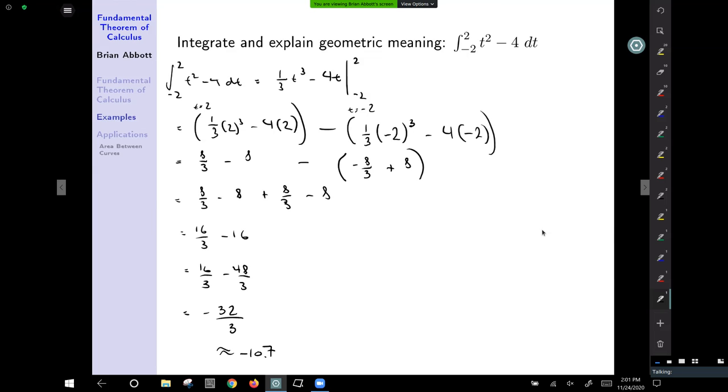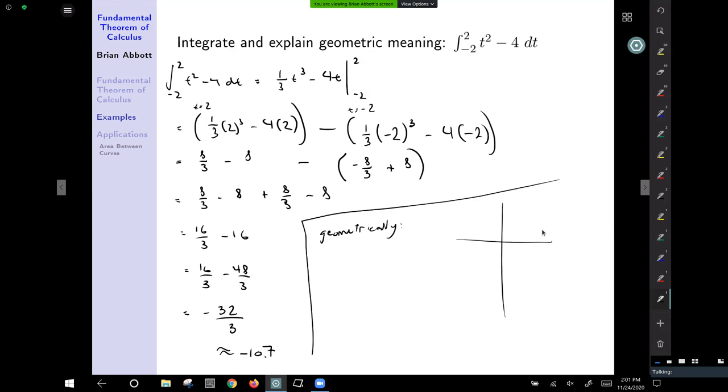Now we're talking about the geometric interpretation of this. Geometrically, we have that t squared minus 4 is our standard parabola shifted down by 4. So 1, 2, 3, 4. This is your t-axis, and this is your f of t-axis. It's going to cross the axes at +2 and -2 respectively. So t equals -2 there. Sorry, I forgot my negative. -2, and then t equals 2.